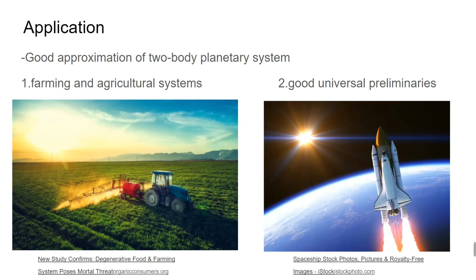In conclusion, Kepler's laws are a good approximation of two-body planetary systems. By predicting and observing the planetary motions and revolutions around the Sun with Kepler's laws, we have better agricultural systems for farmers. By calculating the positions of the Earth relative to the Sun, we can know the change of seasons and temperatures. Furthermore, Kepler's laws are good universal preliminaries. It helps humans sending spaceships and astronauts to explore the universe. The laws play an important role in the process of human exploration of space.